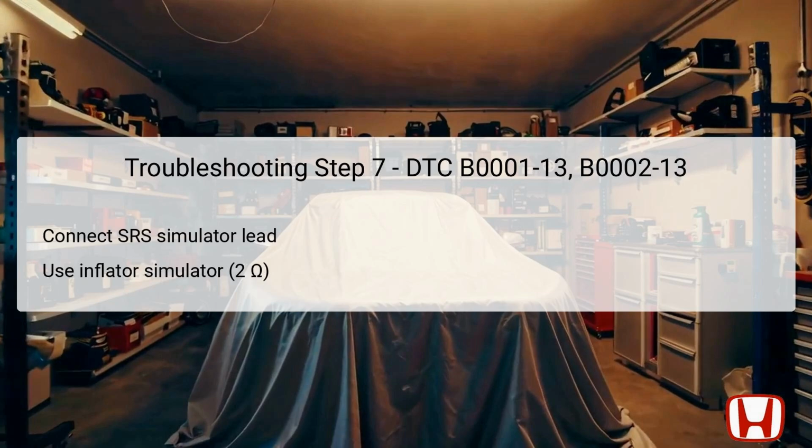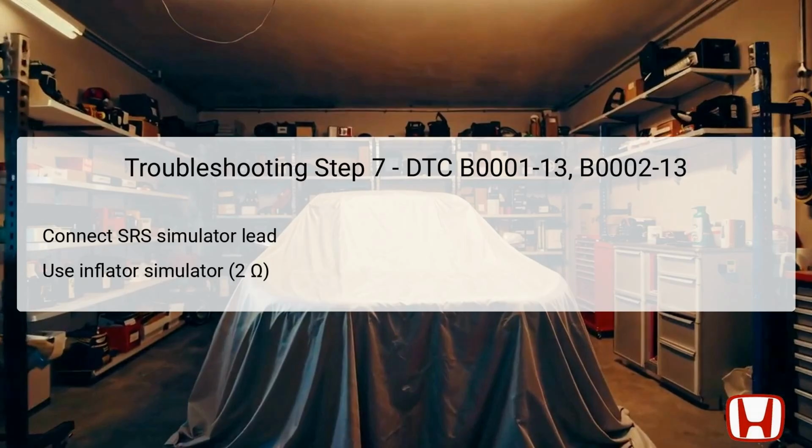At this point in the troubleshooting procedure, you need to connect the terminals of the SRS Simulator Lead J to the SRS Inflator Simulator. Using a specialized simulator with 2 ohm connectors allows you to effectively test the functionality and resistance of the Airbag Inflator circuits without deploying the actual airbag.